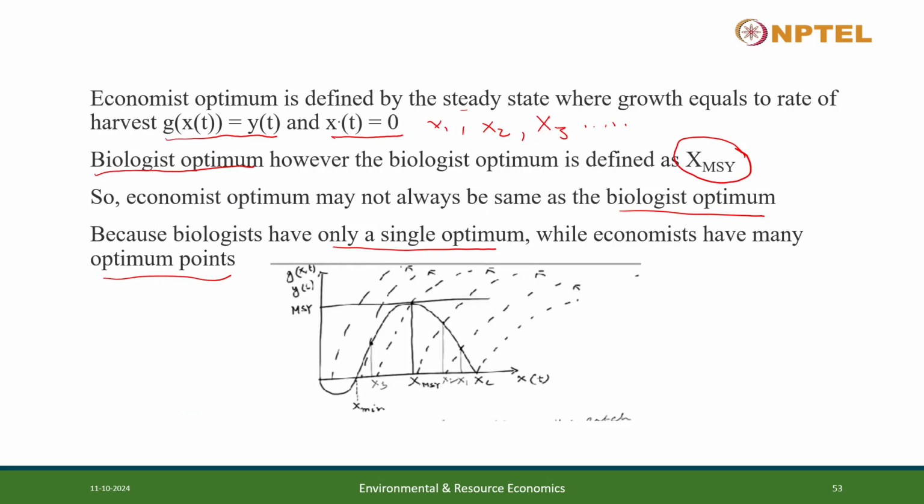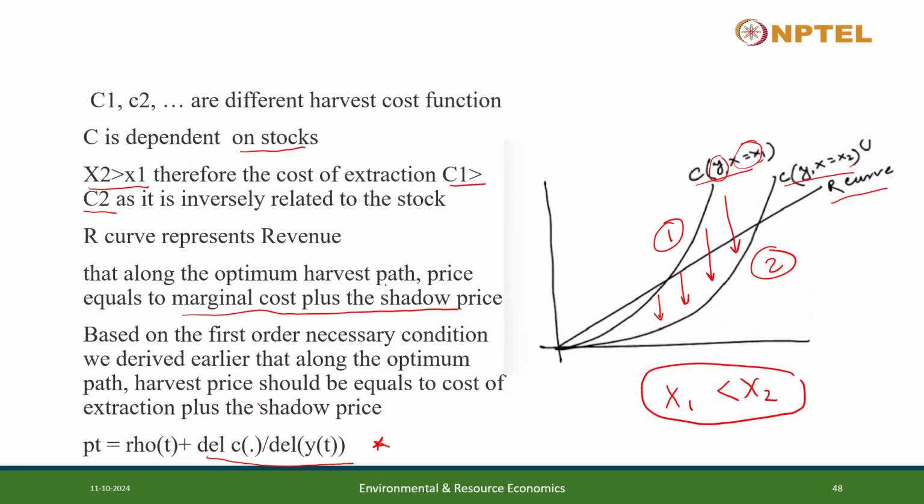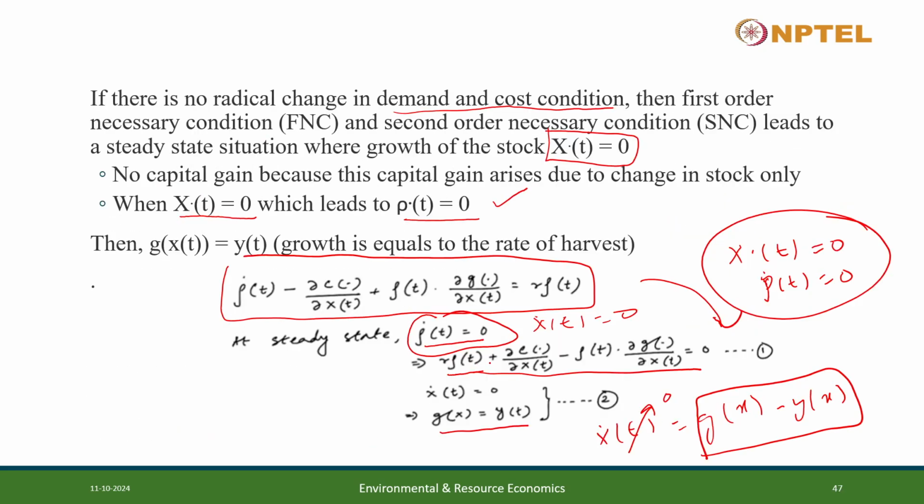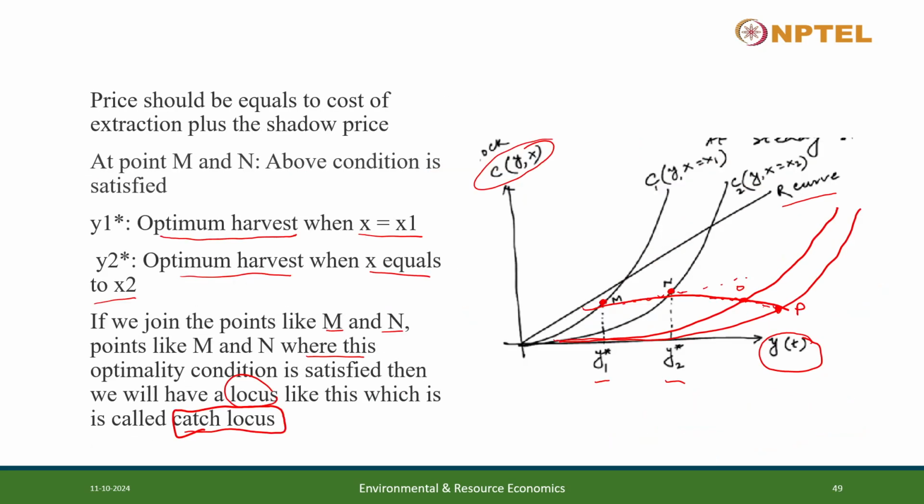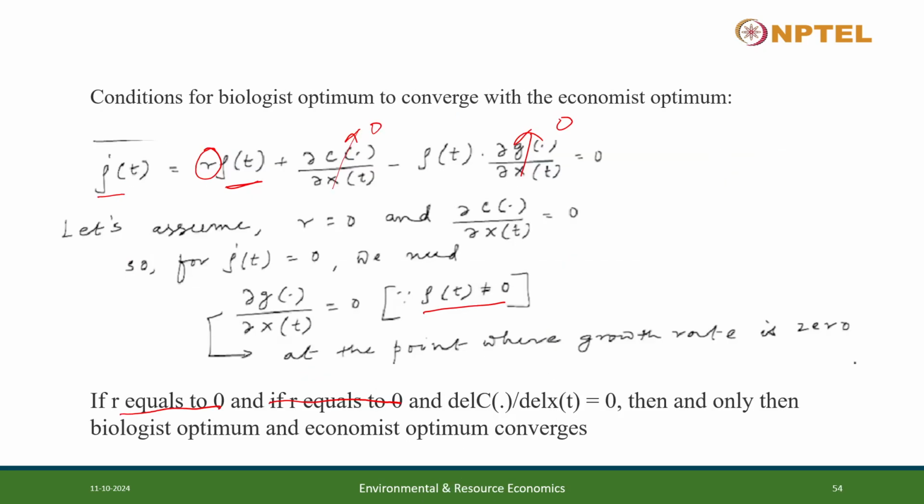So from here we have different sets of economic optimum. However, in the condition which we have derived before, where r rho t plus change in this whole term, if we equate it to 0 and we take the condition that rho t is not 0, now r should be 0, this change in the cost with respect to xt should be 0, and change in the growth with respect to xt should be 0. So if these three conditions are true, then this will be the optimum extraction pathway from both the economic as well as the biological perspective. So we have two conditions here.